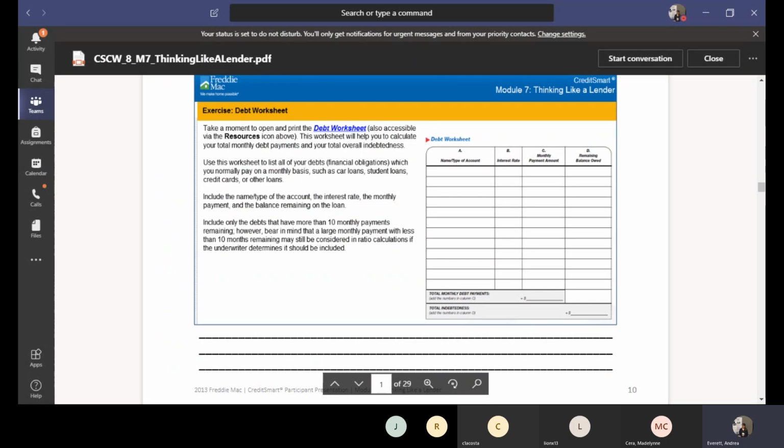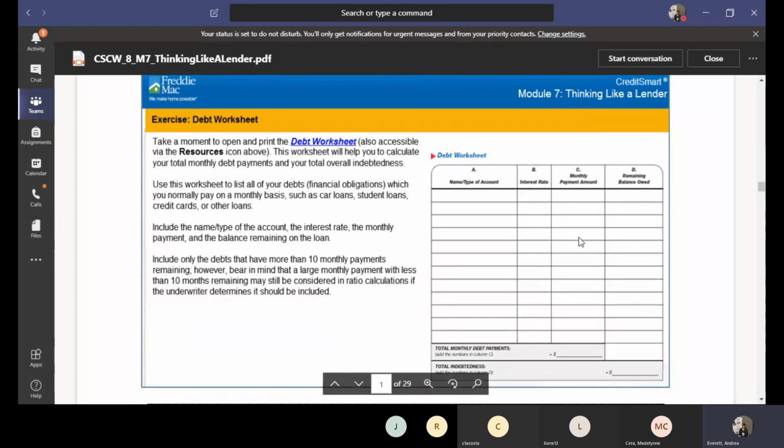Usually if we were in an in-person class, I would print this out for you so you could fill it out. But let me make this a little bit bigger so you can really see it. Okay, we would have your name, your type of account, the interest rate for that account, your monthly payment amount, and then the remaining balance owed. So we would use this worksheet to list all of your debts or financial obligations that you pay on a normal basis.